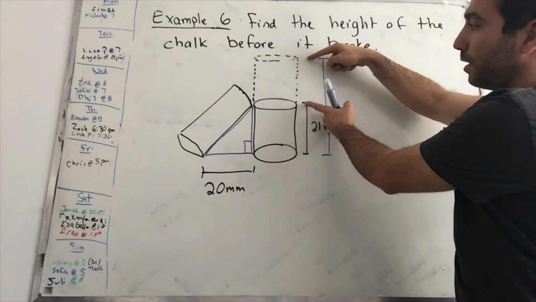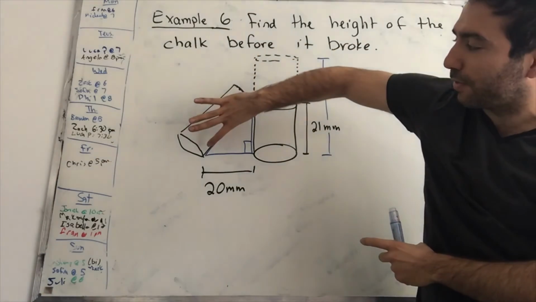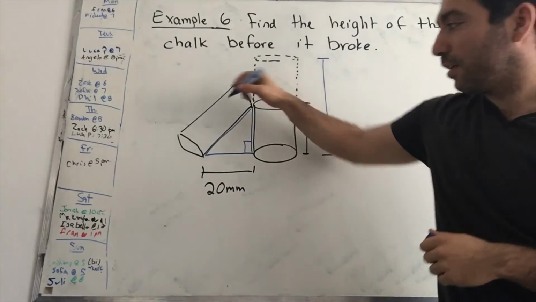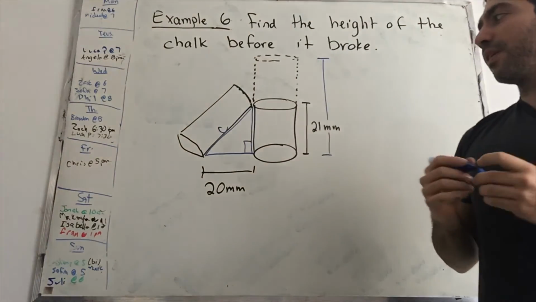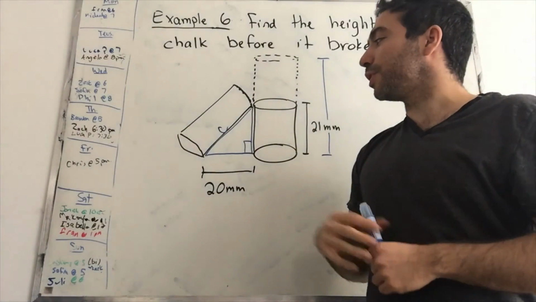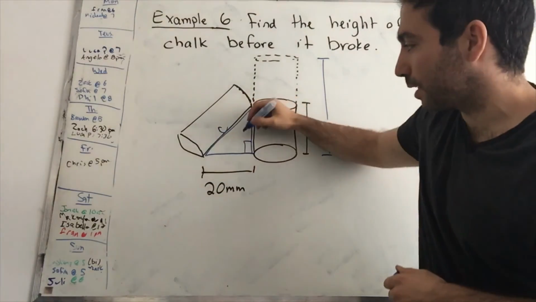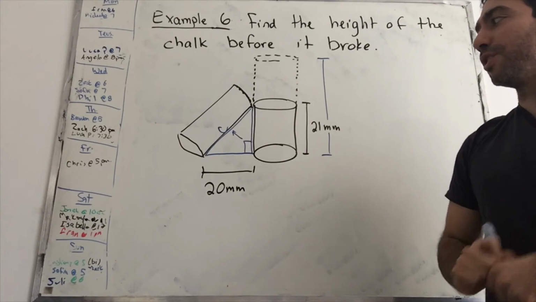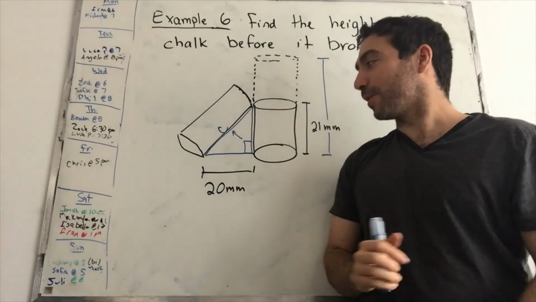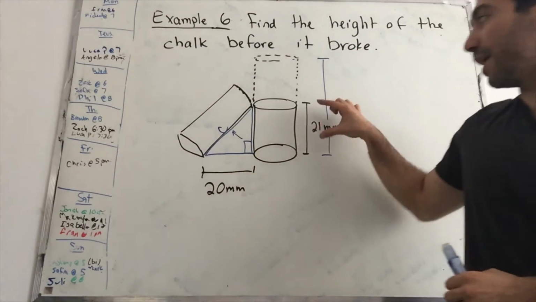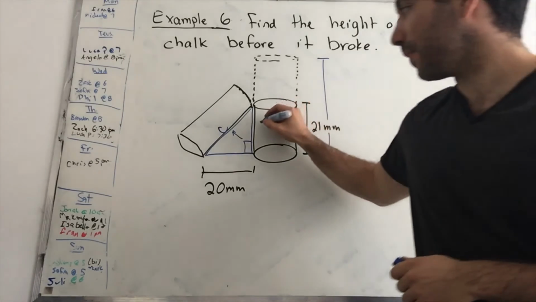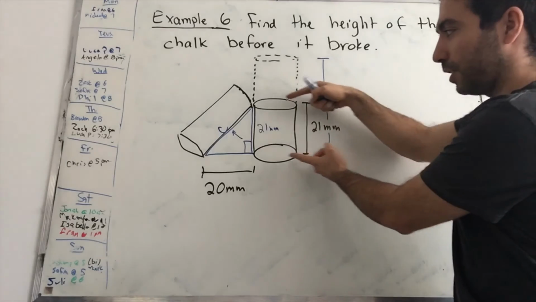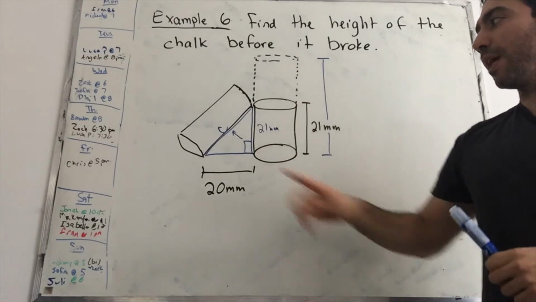How are we going to find the original height? Well, to find the original height, we have to find the height of the piece that broke off, and then put it back. So our goal is to find the height of the piece that broke, which is essentially your c, because that's the piece located across from the 90-degree angle of the triangle. So you're really looking for the hypotenuse. The base is 20, the height is 21, and we have to find our c.